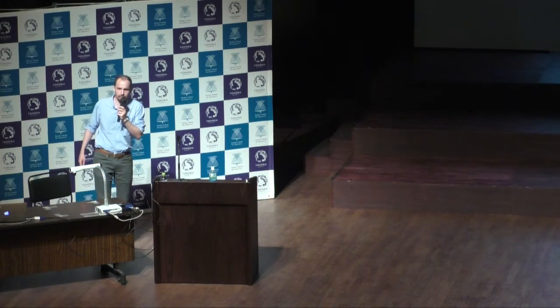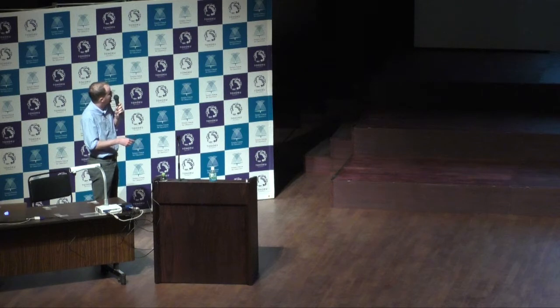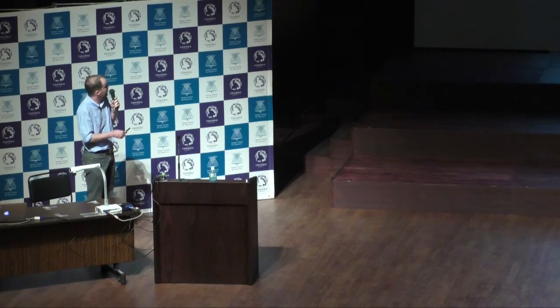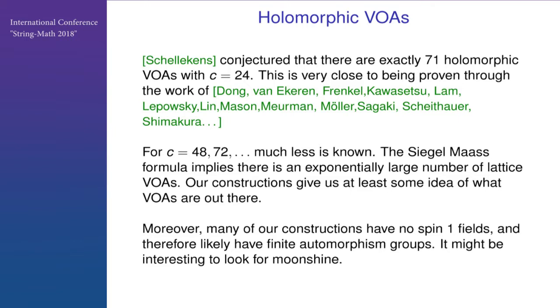Maybe very briefly, let me also mention some more mathematical motivation for what we're doing. The point is that holomorphic VOAs, at least for C equals 24, are essentially classified. So there was this original proposal by Schellekens that there are exactly 71 such holomorphic CFTs of C equals 24. And very recently, after decade-long work of a lot of people, mathematically, one is very, very close to a proof of that. But for C equals 48 and C equals 72, one is extremely far from any possibility of classifying all possible theories.